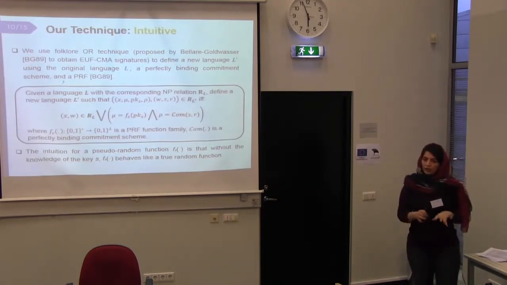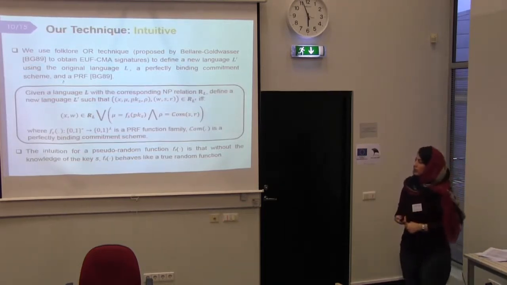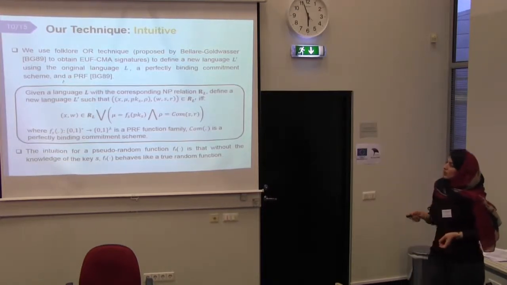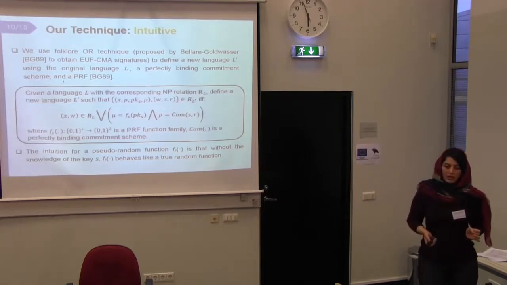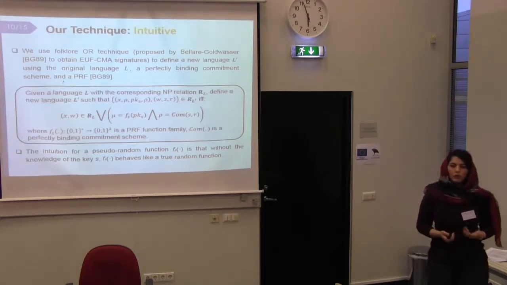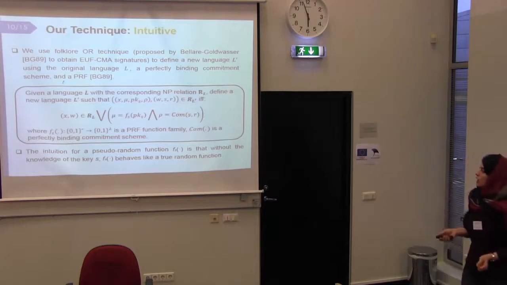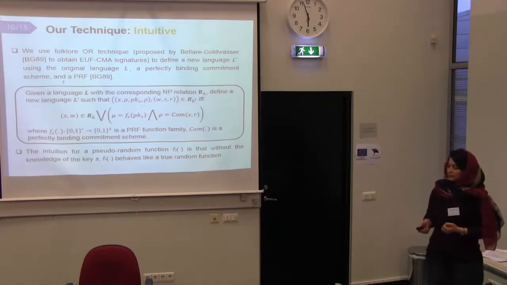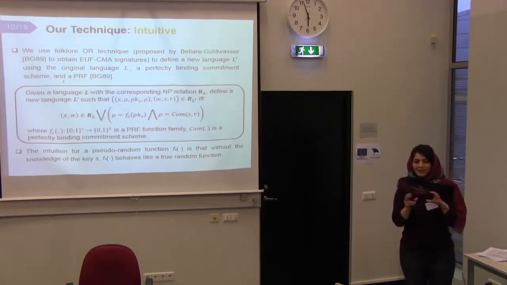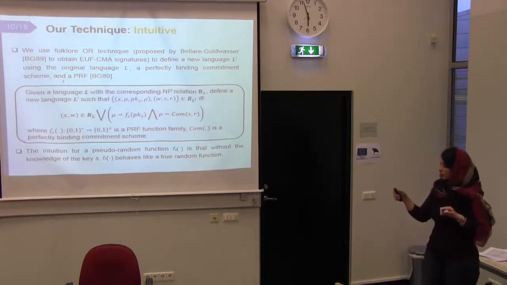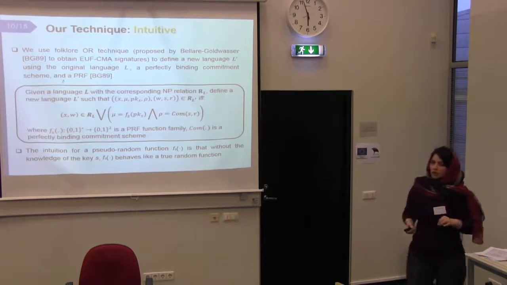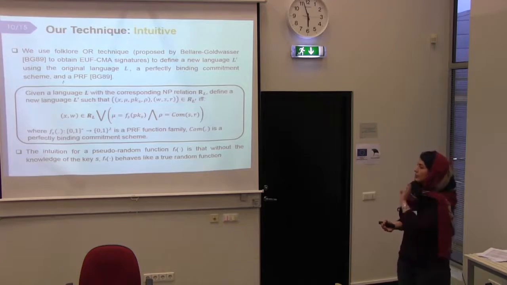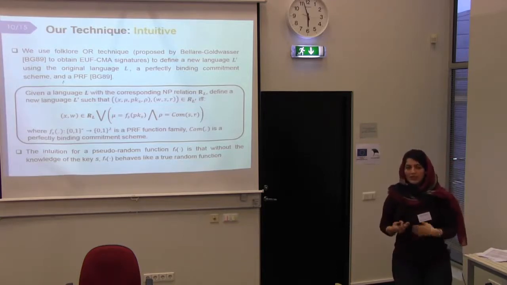Let's see how we prevent this malleability attack in our scheme. The intuition behind our scheme is that we use a folklore technique, proposed by Bellare and Goldwasser in '89, who used a NIZK plus a pseudo-random function and commitment to propose an unforgeable signature.